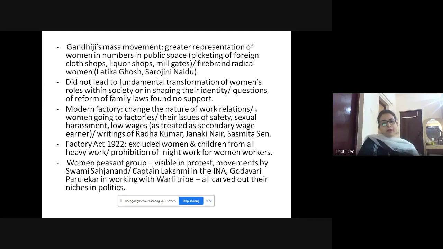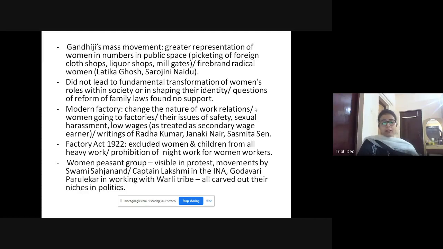There were also some firebrand radical women like Latika Ghosh, Sarojini Naidu, who became dominant in the 20th century and were really leading as examples for other women. They did not lead to fundamental transformation of women's roles within society. So whatever I've spoken about in terms of various women taking lead or various women's reform movements, at the fundamental level, there wasn't much transformation within the women's role in the society or for shaping their identity.